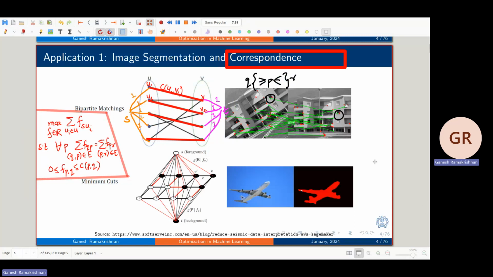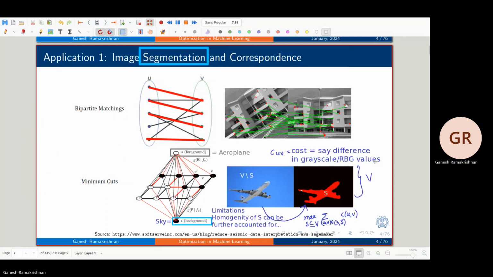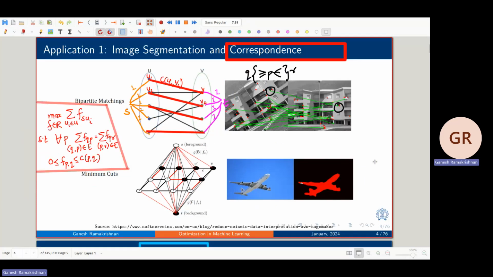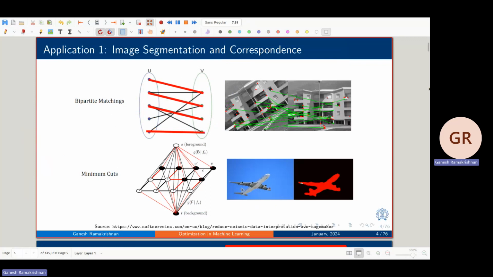Let's look at the next example, which is the example of image segmentation. So the second example, right? Image segmentation. So let me motivate this better. While on the board I took an example of an aeroplane, let me take a slightly different example here. Could be just a simple lotus.